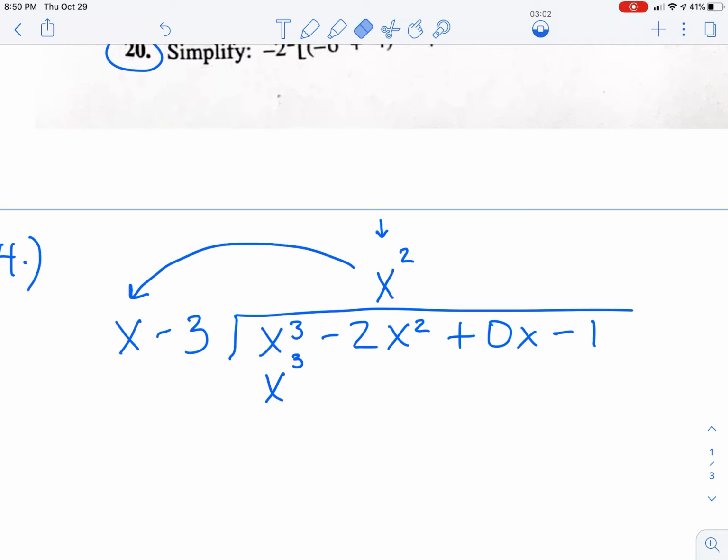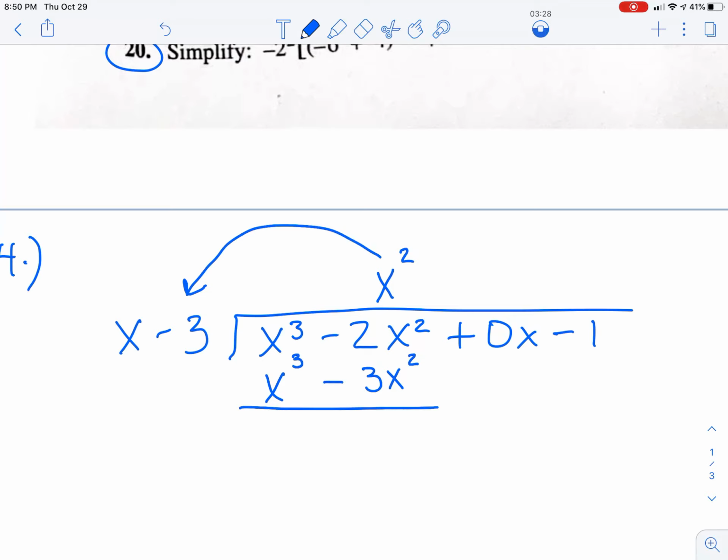Okay, this is just like a long division problem that you would have when you don't have a polynomial in there. Okay, process works somewhat similar. So x squared times x gives me x to the third. Now I want to take this x squared and multiply it with negative 3. And I'm going to get negative 3x squared. Do you see how that lines up below there?